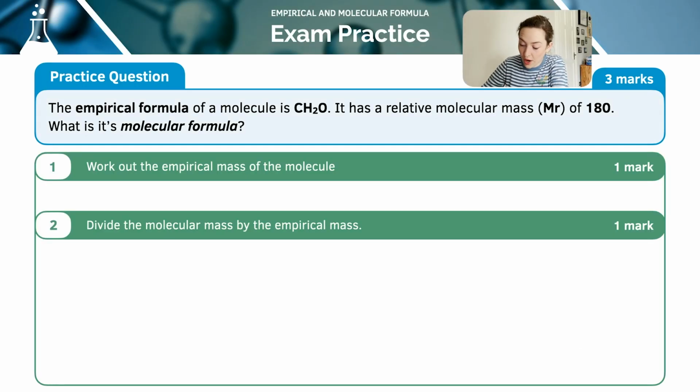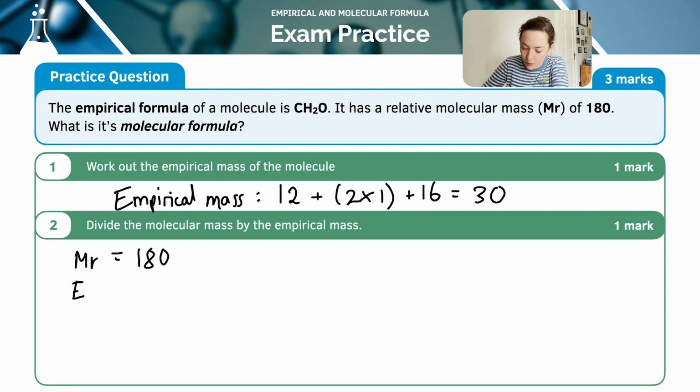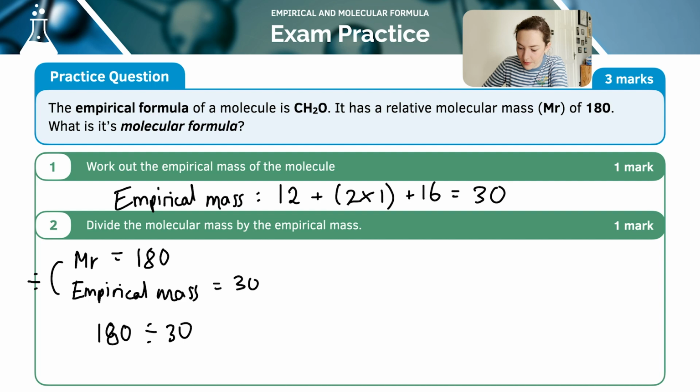The first thing I'm going to do is to work out the empirical mass of the molecule. I've been given the empirical formula already. So I've got CH2O, so that's 12 from the carbon, 2 times 1 from the hydrogens, and 16, so that's 30. I know that the MR is 180, it's given to me, and I know that the empirical mass is 30, and I'm going to divide them. So I'm going to do MR divided by empirical mass. So 180 divided by 30, and that is going to give me 6 empirical units.